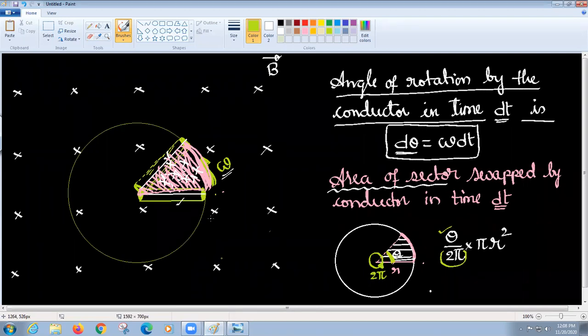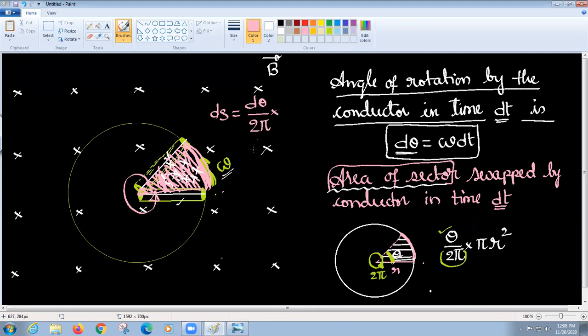With this intention, we can say the area swept by the conductor is dS. Let dS be the area swept. This is the area of the sector swept by the conductor. So dS is equal to what? The angle we have here is d theta, and from here to here it is 2 pi. So d theta by 2 pi.